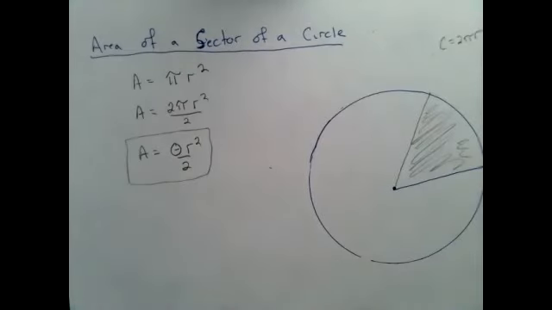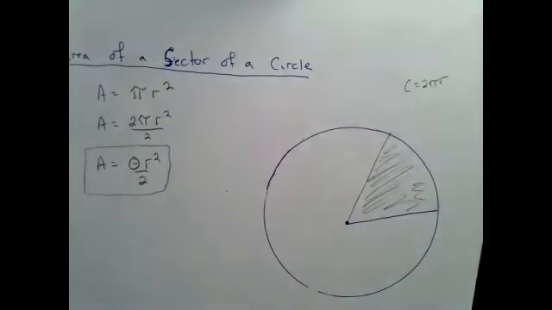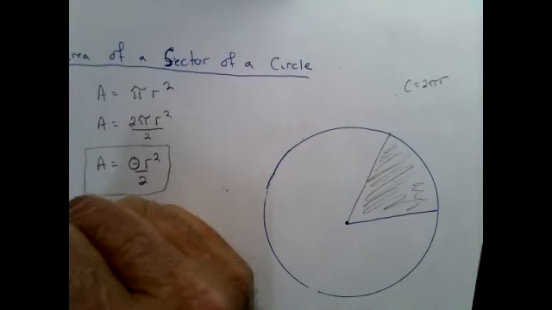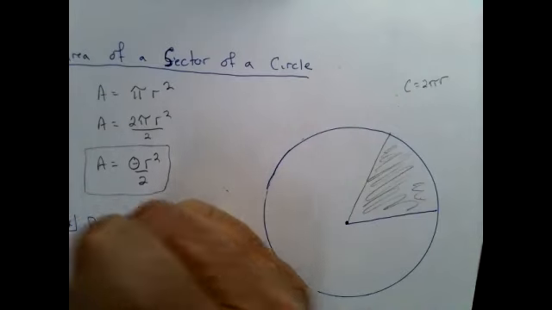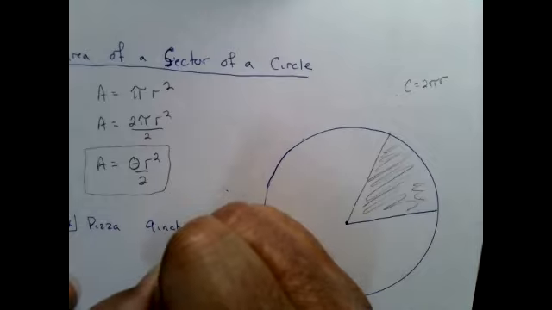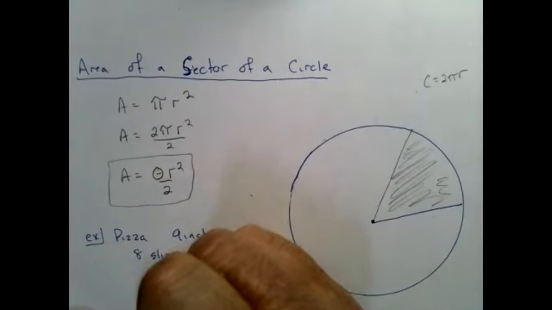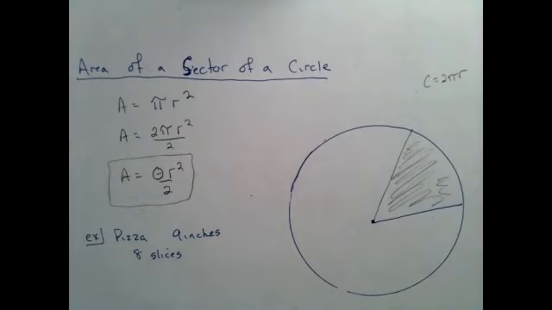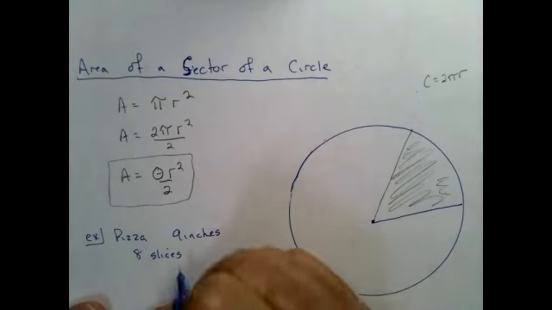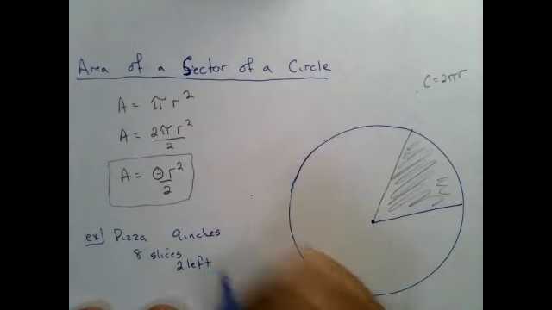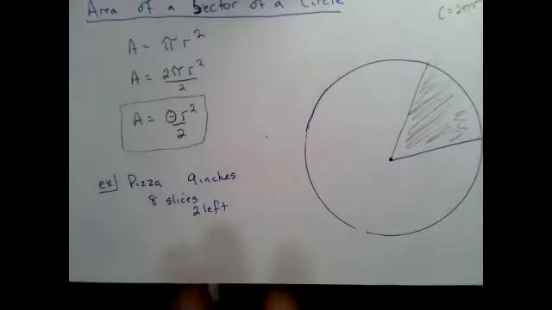All right, so let's take a look at a problem. I have a pizza, and it's a 9-inch pizza. The pizza is 9 inches. A pizza is 8 slices. 6 slices were just eaten. There are 2 left. What's the area of that sector that's left?